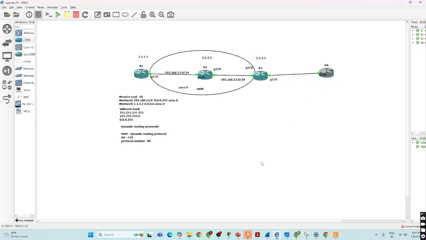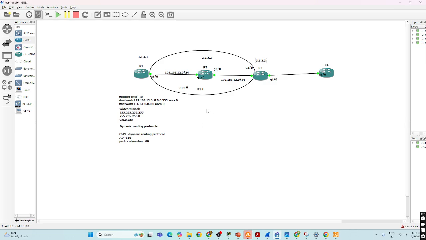Remember, I would like to tell you one thing. The agenda of dynamic routing protocols is you need to exchange the routes, right? What routes are you exchanging? R1 is sending 1.1.1 to R2, and R2 is sending its routes to the other routers. So the agenda of a dynamic routing protocol is that you need to advertise the routes. That's it.